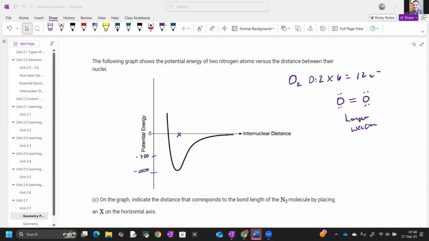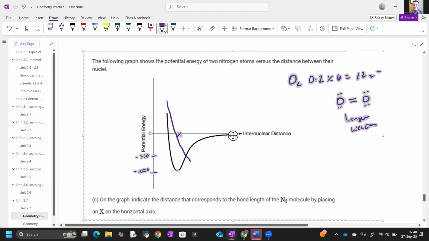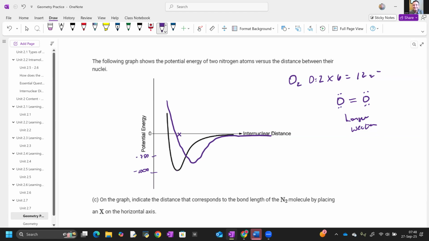It should always have a very similar shape to that. So this does not mean you have to know exact values or anything like that, because we do not. All we have to do is draw a potential curve that would match what we see relative to nitrogen. All right, and so my curve here would be perfect.